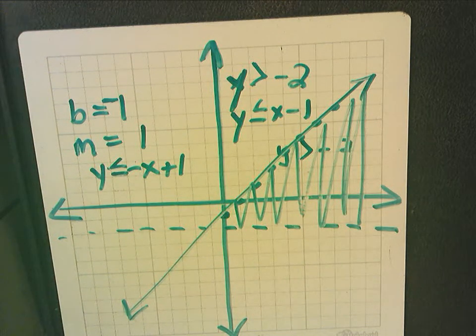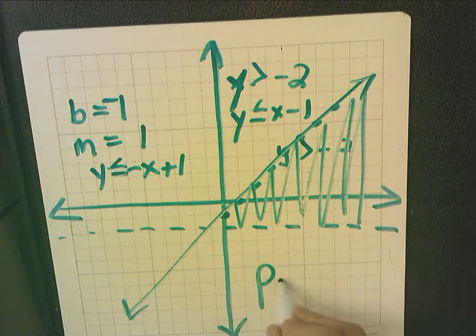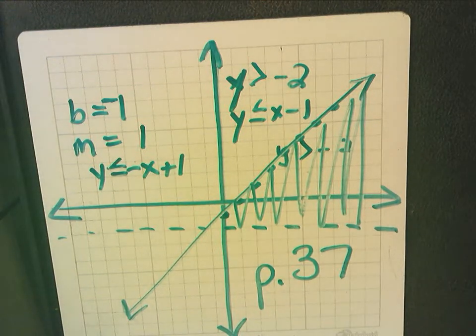Now, you should also turn to page 37. Page 37 gives a very good example of the step-by-step way of writing a system of inequalities. So when you're done with this video, turn to page 37 in your notes. Okay, and that's the end of this video.